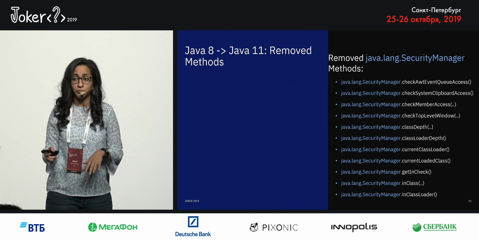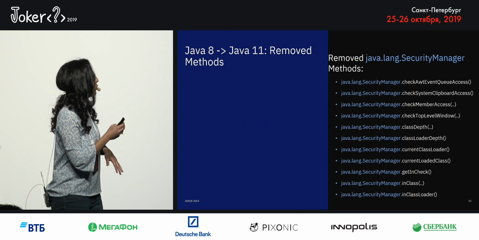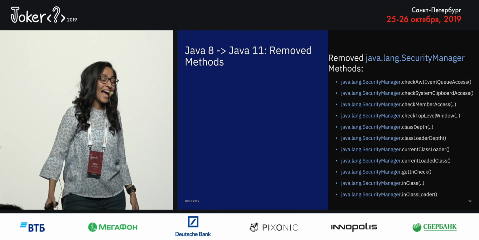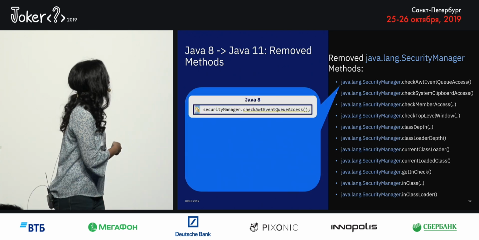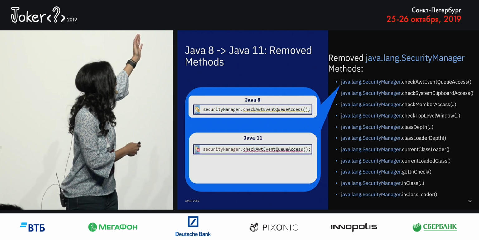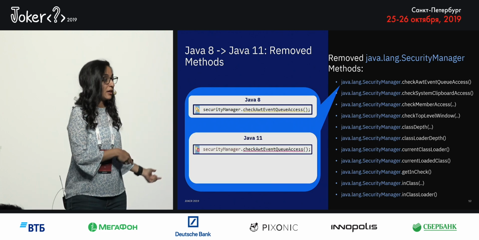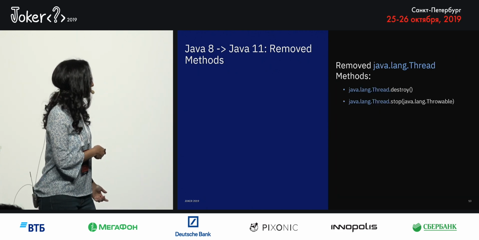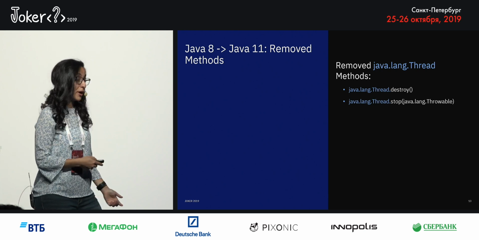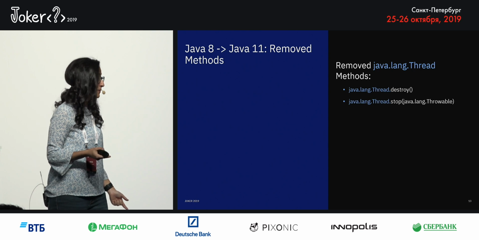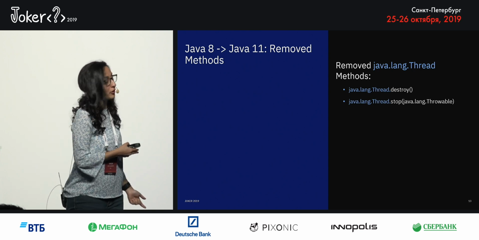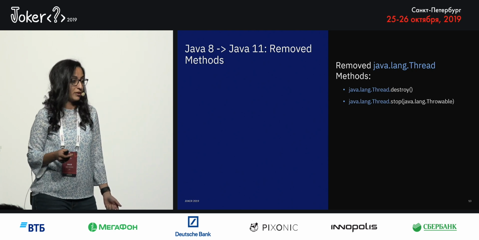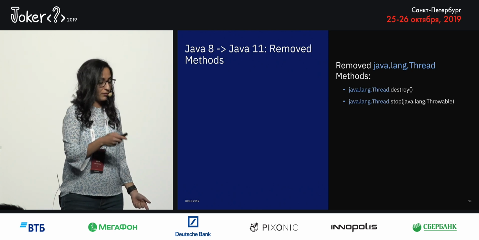There were also a bunch of methods that got removed. So if you see this and it's a big list, it's just the security manager got a lot of its check access methods removed. So you would have gotten a warning, of course, and ignored it. And now it's gone. Instead of doing this, use the check permission method. In Java language thread, you can no longer call destroy, and you can no longer call stop with an argument. Stop with no argument is deprecated. I suspect it's probably going to go away soon, but you can no longer do either of these.